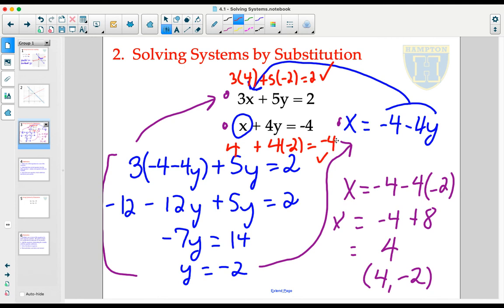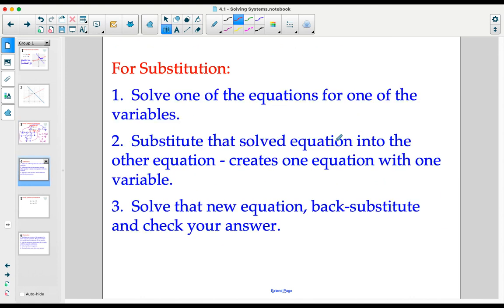So just to recap, the process that we use to solve a system by substitution is to solve one of the equations for one of the variables, substitute that solved equation into the other equation. That creates one equation with one variable instead of us having two with two. Then we solve that new equation, back substitute, and check our answer.